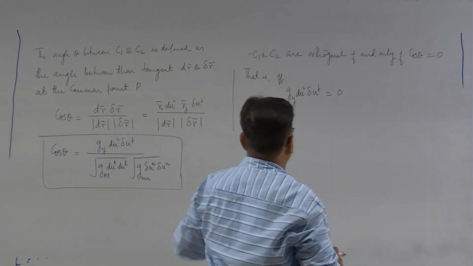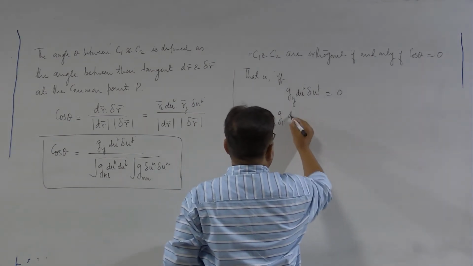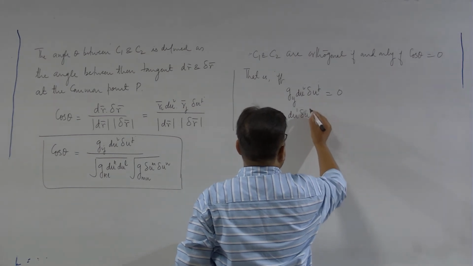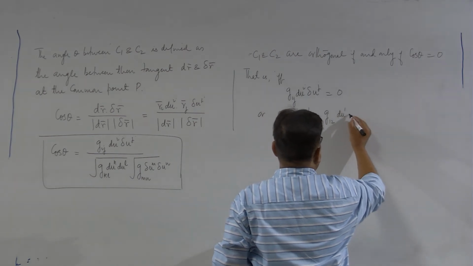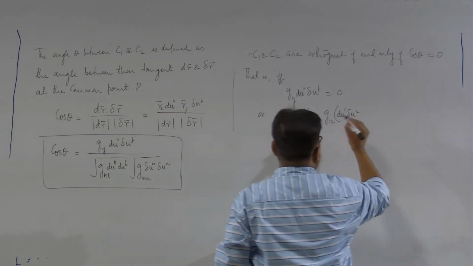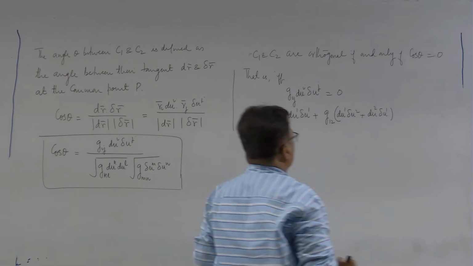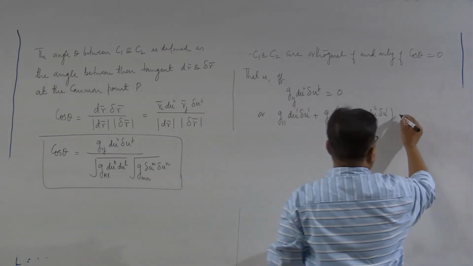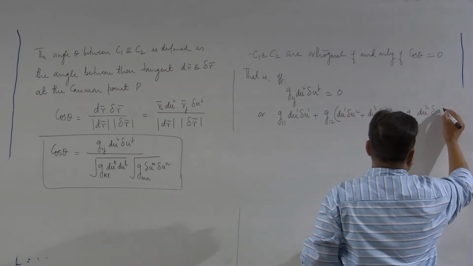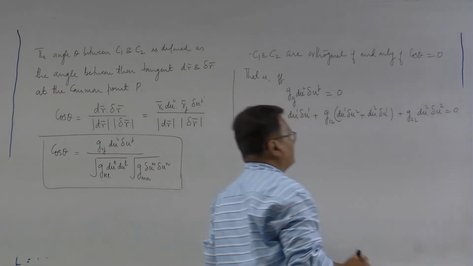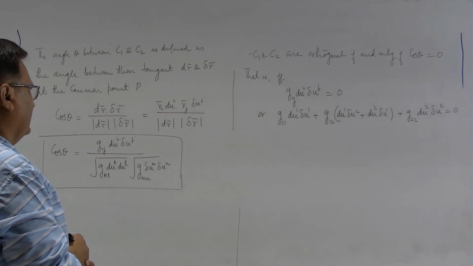Now, let me write this in the expanded form: g 1 d u 1 delta u 1 plus g 2 d u 1 delta u 2 plus d u 2 delta u 1, plus g 2 into d u 2 delta u 2 is equal to 0. So, this becomes the orthogonality condition.